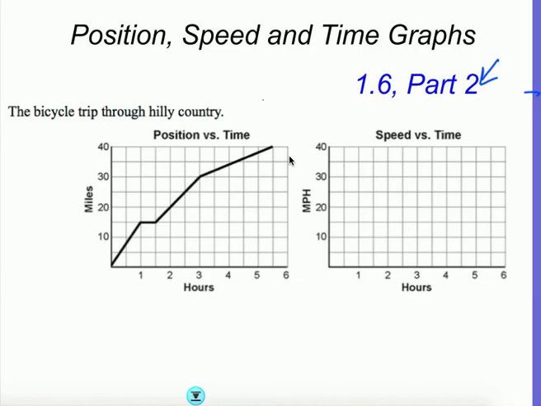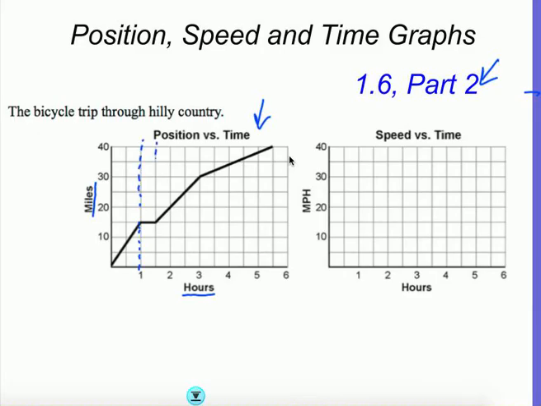Okay, so let's start right here. It's a position versus time graph. Hours are on our x-axis, miles are on our y-axis. Let's go ahead and start by chunking this graph. You'll notice a chunk going right here where his speed is consistently changing for that first hour.